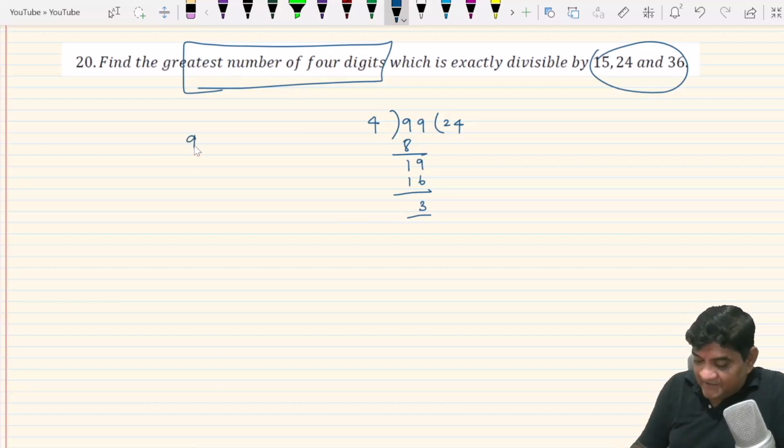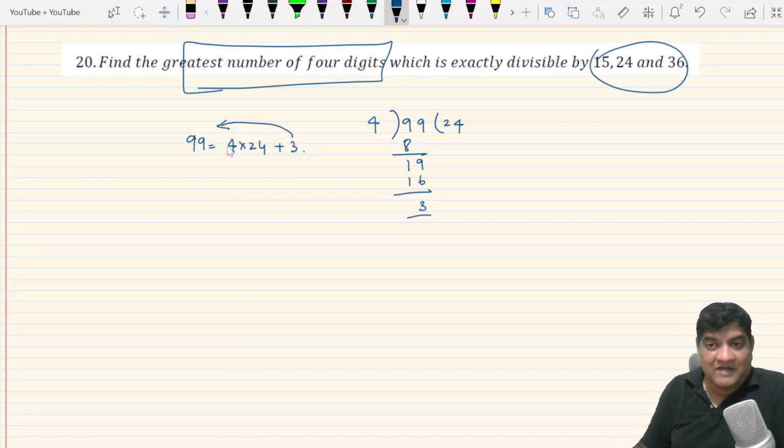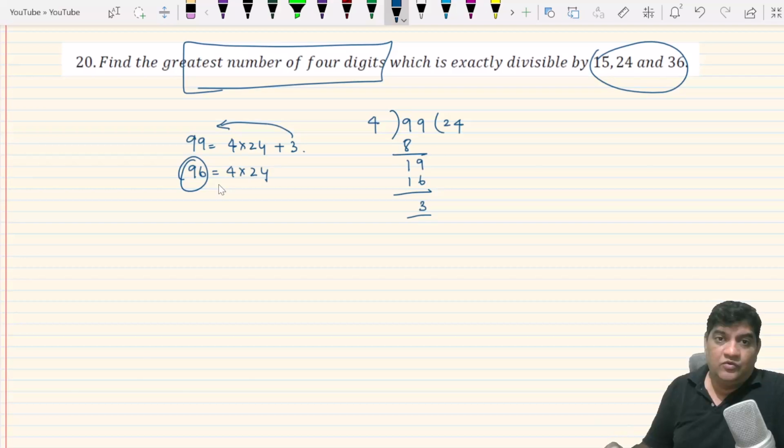So I can write 99 as equal to 4 into 24 plus 3. a is equal to bq plus r. But if I transpose 3 to the left hand side, then I'm going to remain with 96 is equal to 4 into 24. And that tells me that 96 is completely divisible by 4. And that's my greatest two-digit number, which is completely divisible by 4.